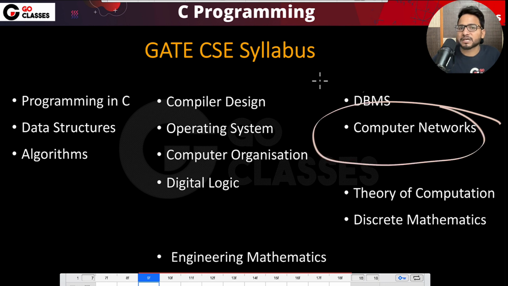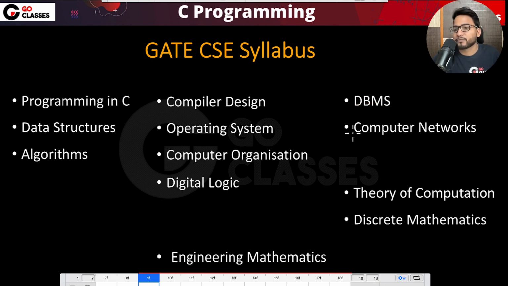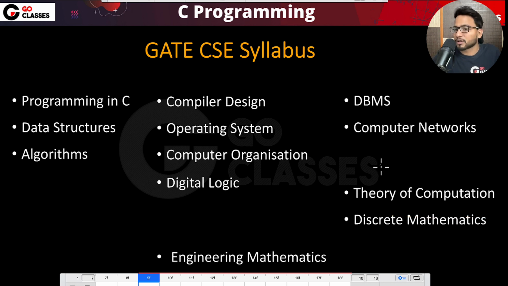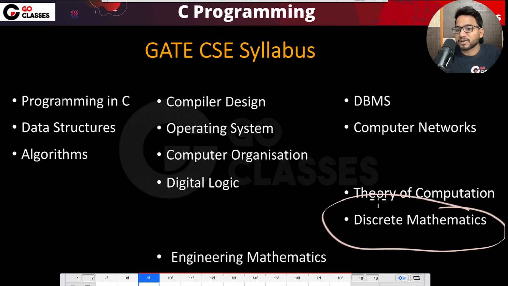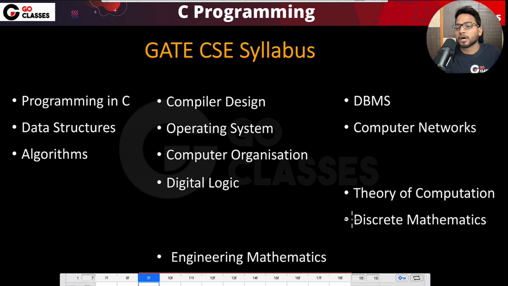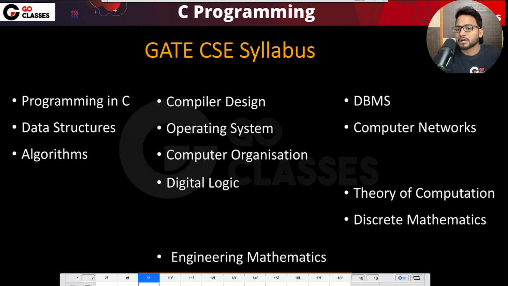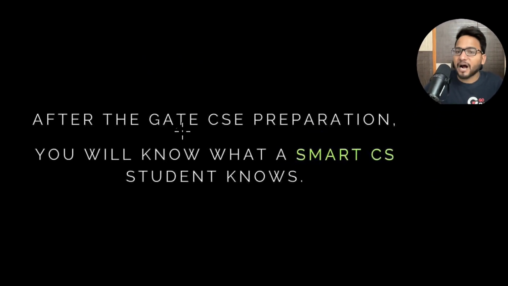Computer networks is basically to communicate between multiple computers. Theory of computation is a subject that tells you the limitations and the possibilities of the computer. Discrete mathematics is a very logical subject that you will be needing to understand different logics. Engineering mathematics is very crucial for machine learning. So that's the summary of all the subjects. Now, just to summarize, after this GATE CSE preparation, you will get to know what a smart computer science student knows. So this is all about GATE computer science preparation.